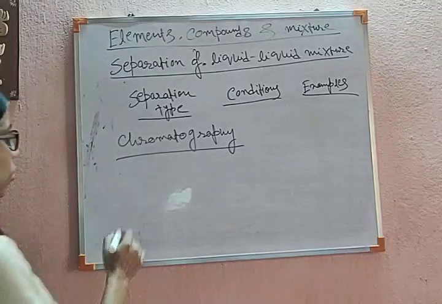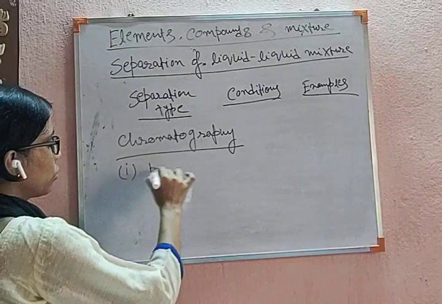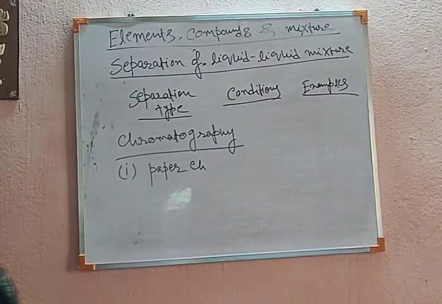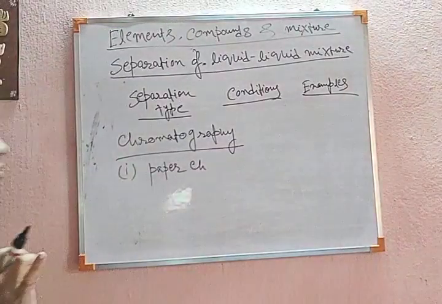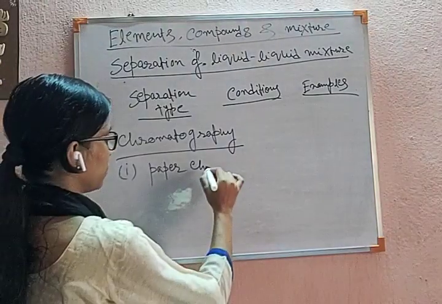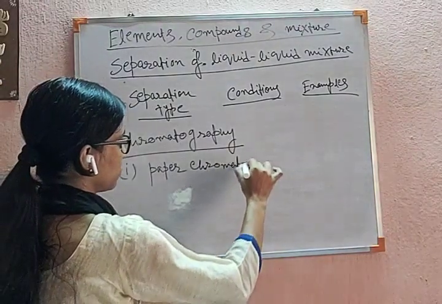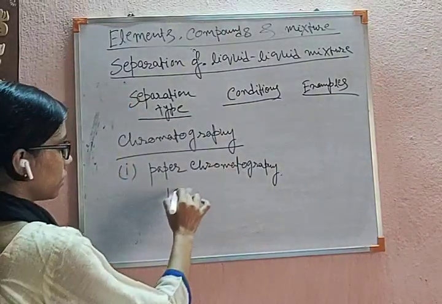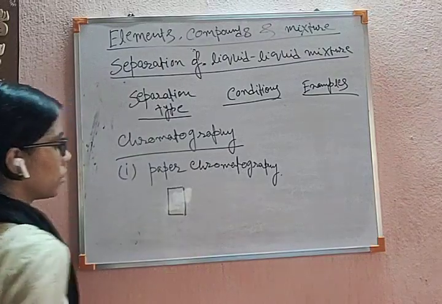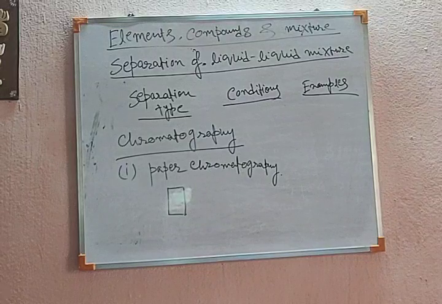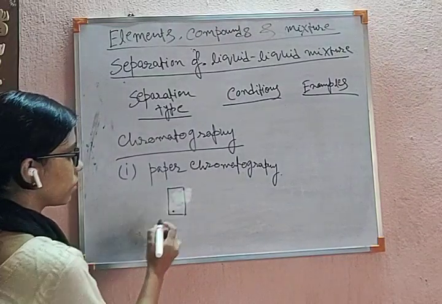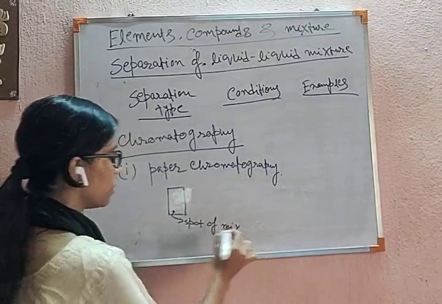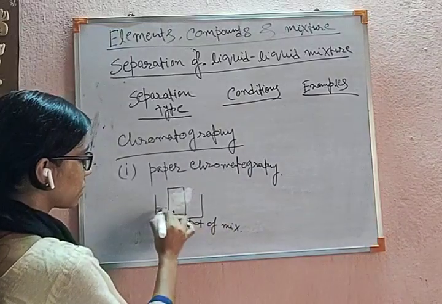In the chromatography technique, we can give the example of paper chromatography. This is one part of chromatography; there are various types of chromatography. In paper chromatography, a plate is taken where the spot of the mixture is given here. Here is the spot of the mixture for liquids, and this is a chamber for solvent. Here some solvent is taken.